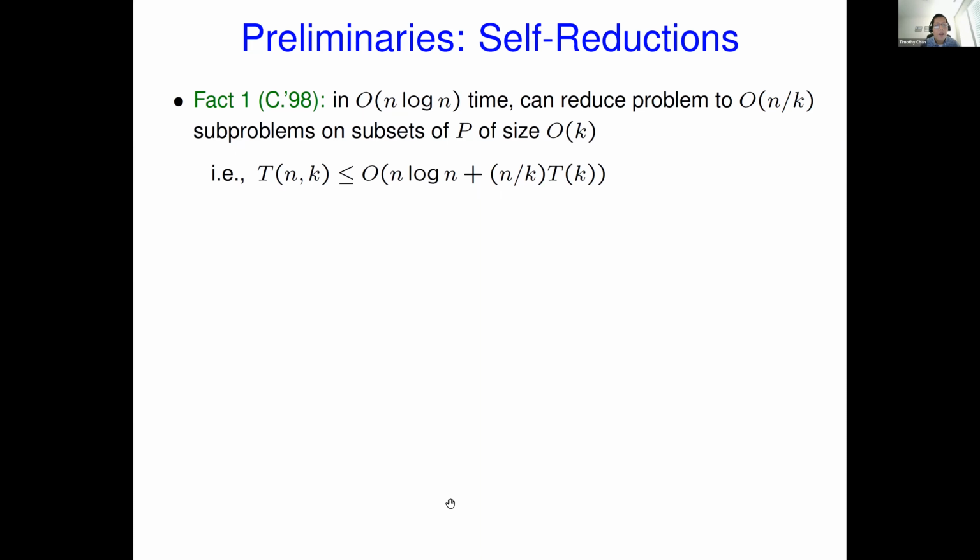Okay. So the first fact is that in n log n time, you can reduce the order k Voronoi diagram problem to n over k instances of size order k. This was first shown in my paper from '98 using random sampling or shallow cuttings, and this was later de-randomized. The importance of this fact is that to solve the order k Voronoi diagram, it suffices to concentrate on getting good runtime as a function of n alone.